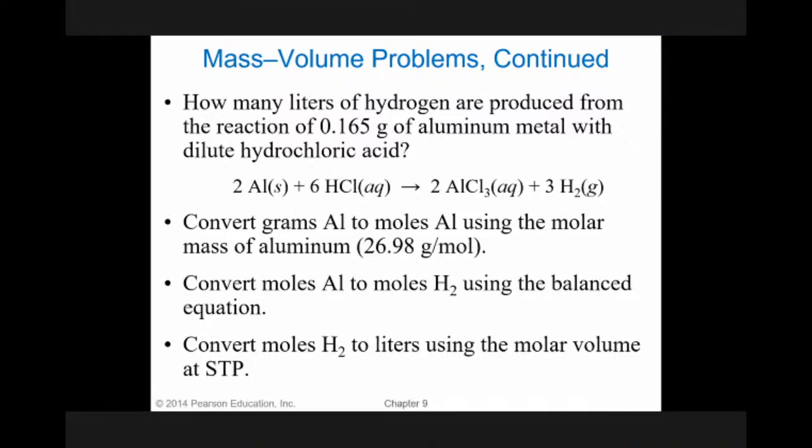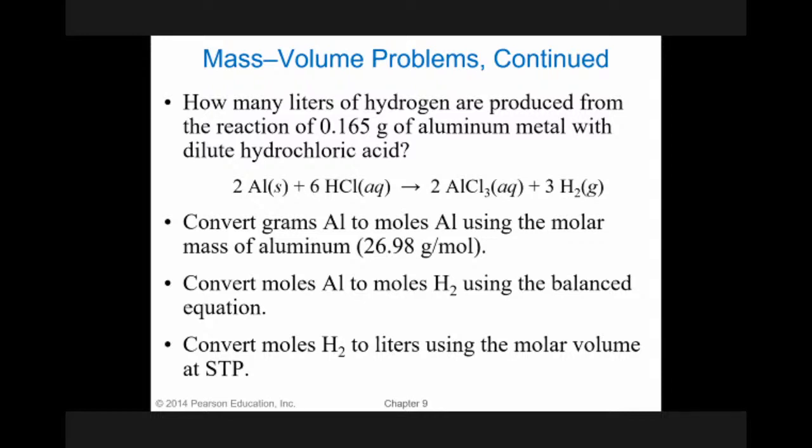Now, convert moles of H2 to liters using the STP. What is the STP volume? The molar volume, STP. STP, what do we know? The temperature is 0 degrees Celsius, and the pressure is 1 atmosphere. And the volume is 22.4 liters per mole. So then you see STP. There should be a flashback.